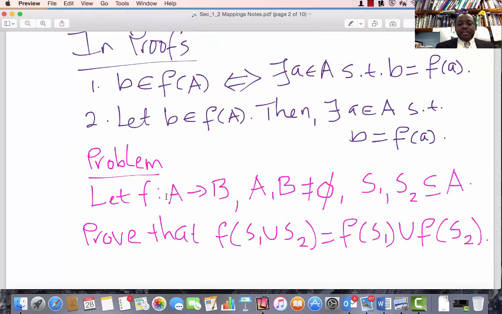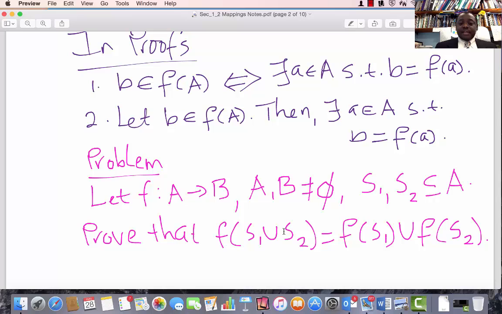Let f be a mapping from A to B. Both A and B are non-empty. S1 and S2 are subsets of A. So basically we're looking at the image of S1 union S2, which is the same as the image of A, except that in this case, instead of dealing with A, I'm dealing with subsets of A, S1 and S2. So prove that f of S1 union S2 equals f of S1 union f of S2.